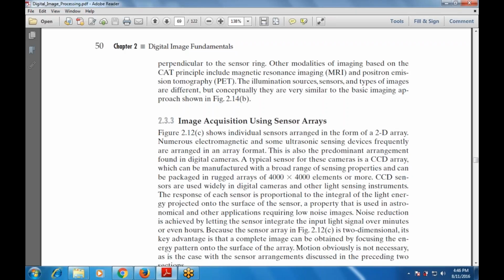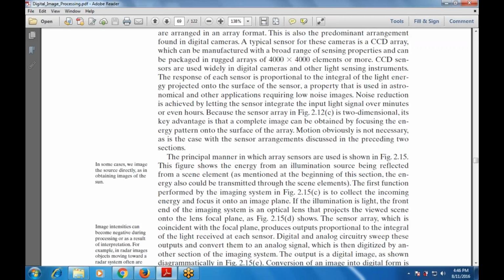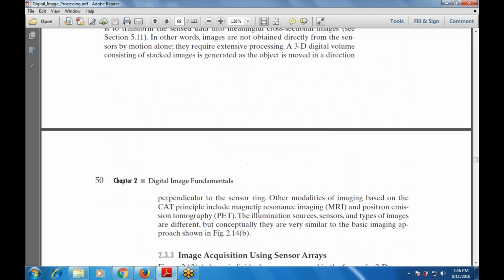Because the sensor array is two-dimensional, its key advantage is that a complete image can be obtained by focusing the energy pattern onto the surface of the array. What is the principal manner in which array sensors are used? That is explained in Figure 2.15.